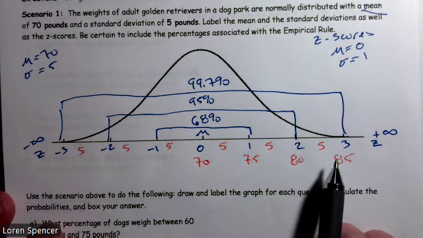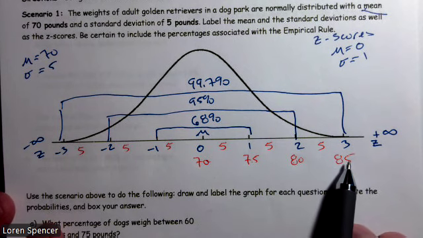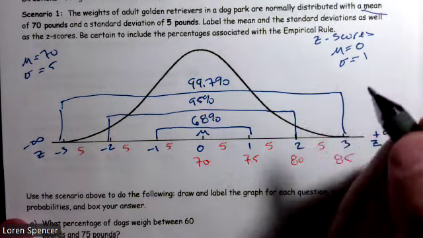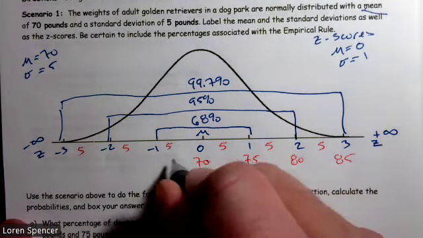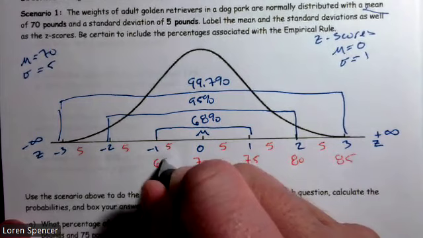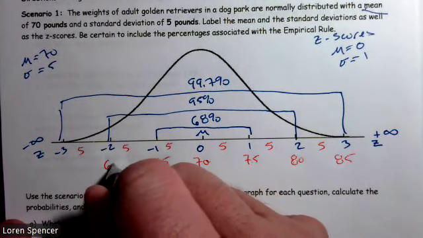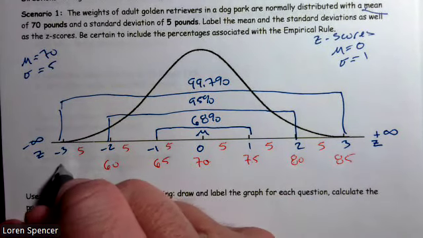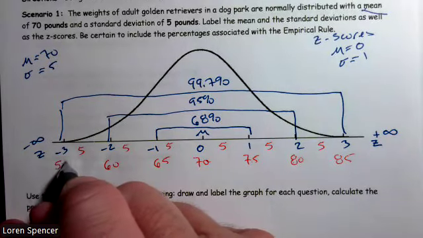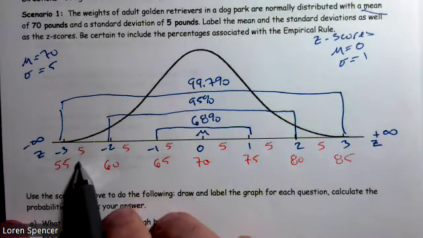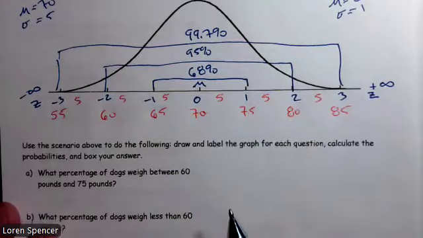So if you had a golden retriever that's 85 pounds or more, it's 3 standard deviations above in weight and probably a fatty. All right, taking away 5, we're at 65, 60, and then all the way down to 55. Probably a little bit skinny and unhealthy at this weight.